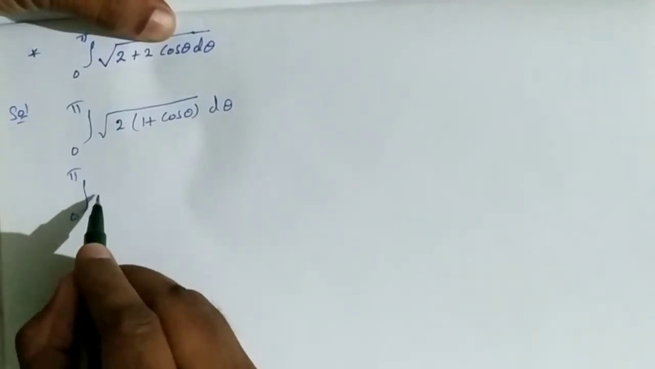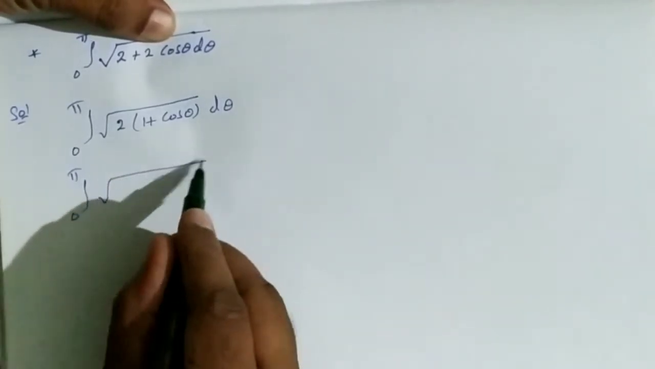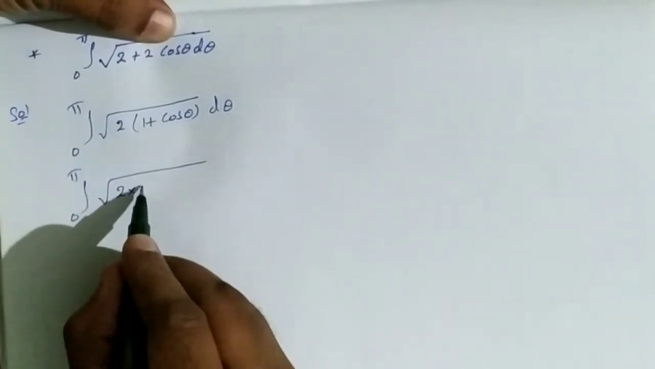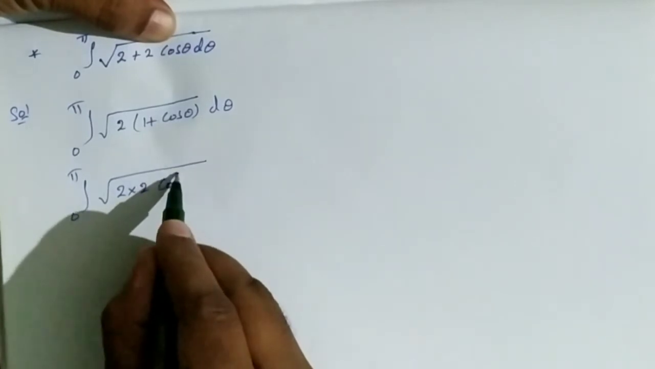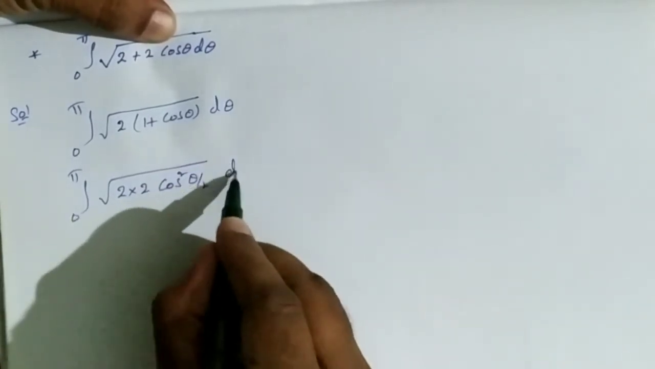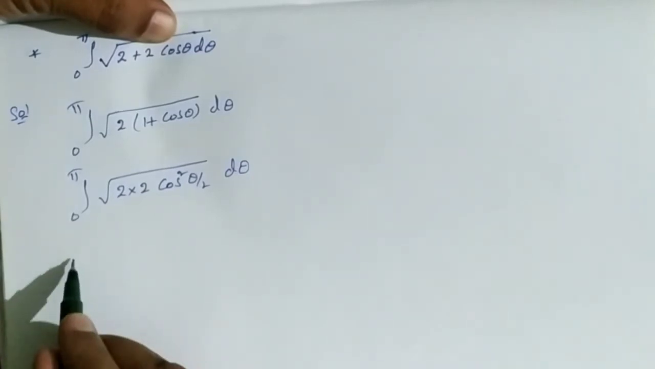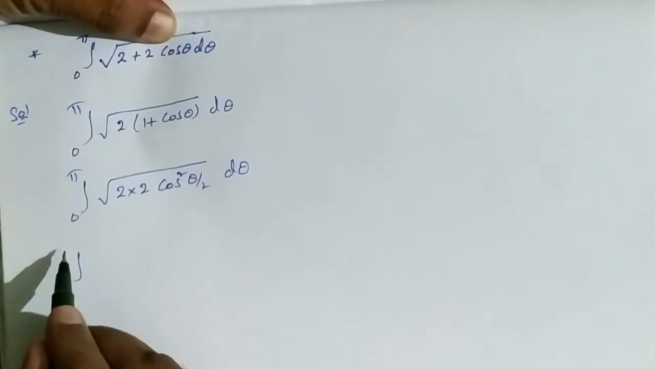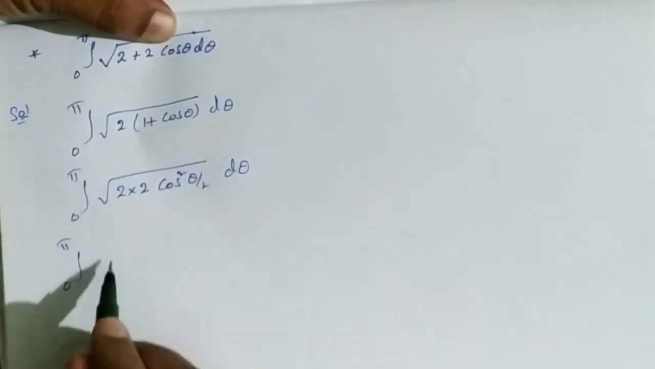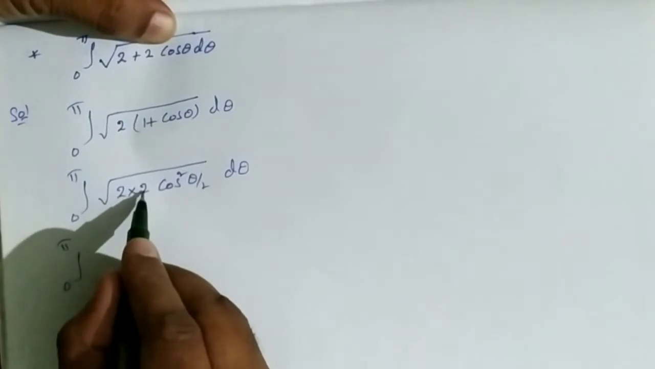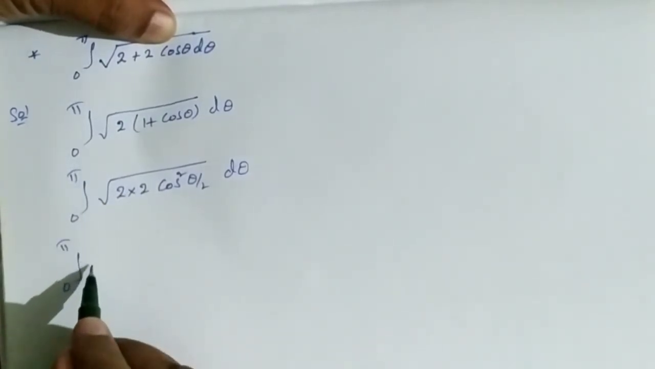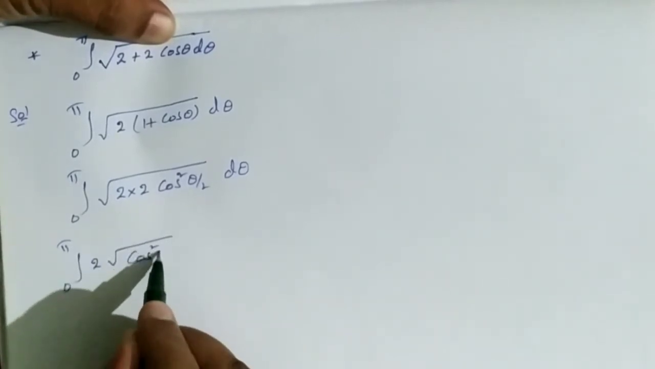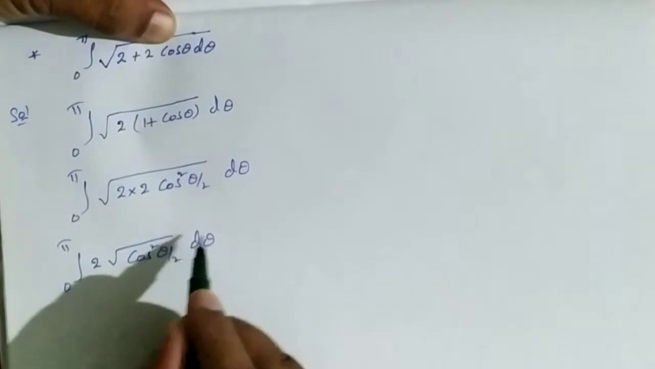Integration from pi to 0 of root over 2 into, 1 plus cos theta can be written as 2 cos square theta by 2 d theta. And it is a 4, when you take 4 outside of the root that becomes 2. Finally inside of the root is cos square theta by 2 into d theta.